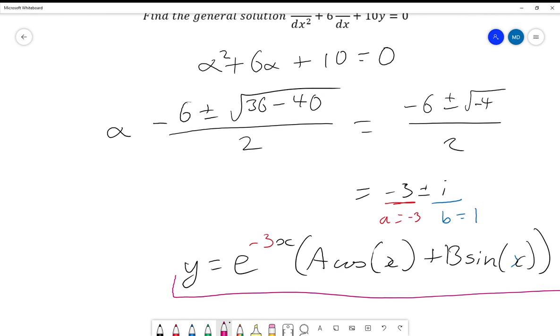Now, I threw the word homogeneous in there at the end. What does that mean? Well, that's what we're talking about next time when we look at non-homogeneous ones.